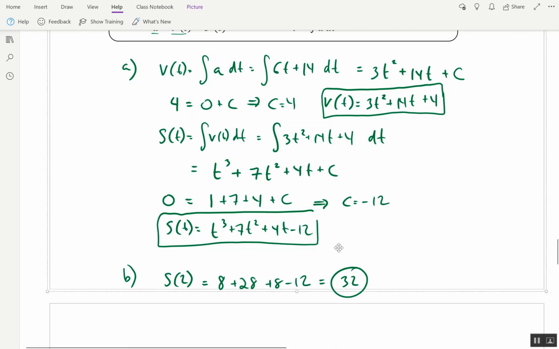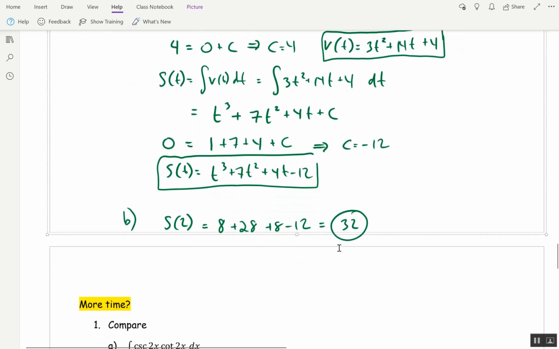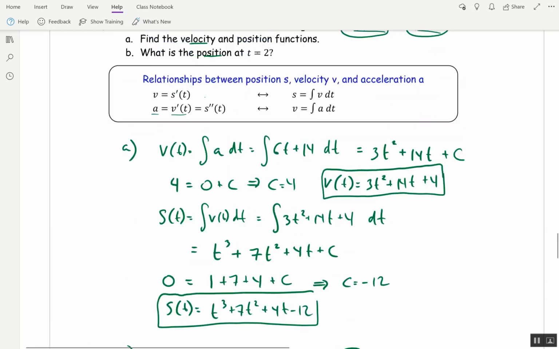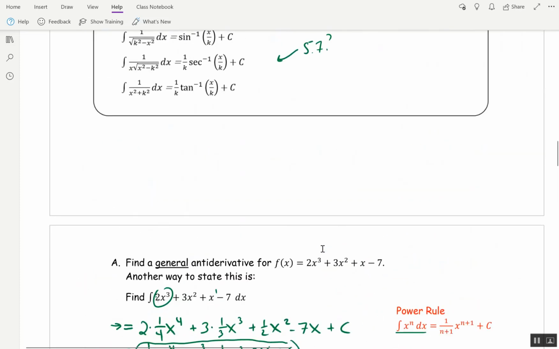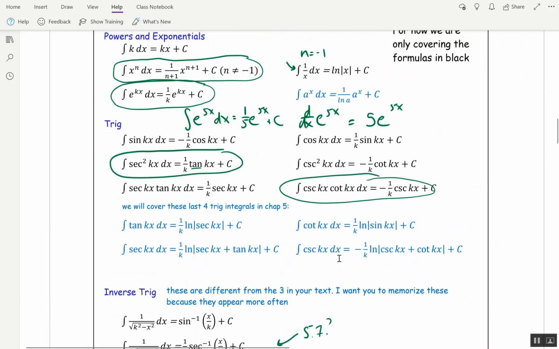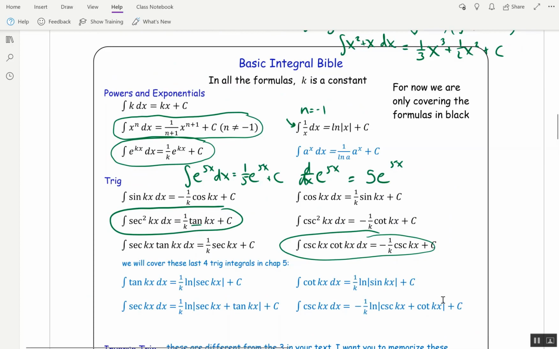Okay, and so that is the end of this section. I left this off on your lecture notes, so don't worry about that. I think you're going to have your hands full just doing your homework. There are a lot of problems, and they're pretty important. And I also want you to memorize your integration Bible. Okay, and that's the end of this section.